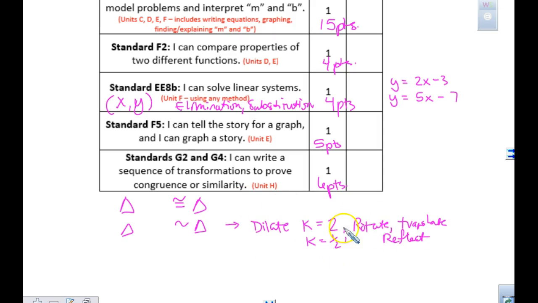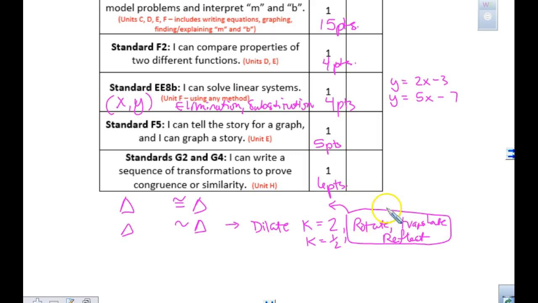If it was just congruent, you would have one of these, and you would not have the size change, right? There's no size change when you are talking about congruent figures. So when you get to the final, if you have two triangles or shapes that are different sizes, you definitely know that there had to be a size change and that they are similar, not congruent. If they're the exact same size, there cannot be a size change with a dilation, and you're just going to rotate, translate, and reflect.